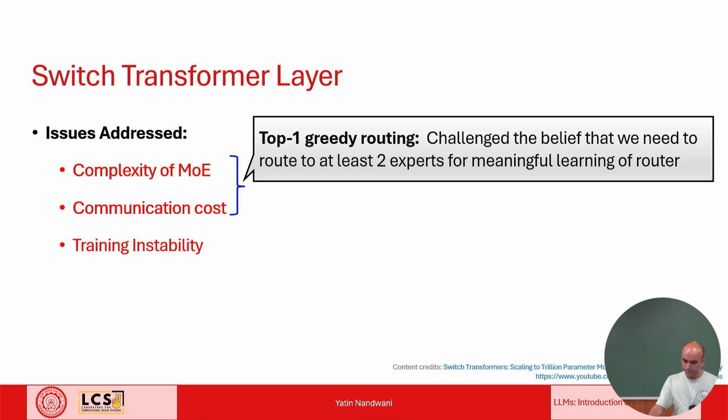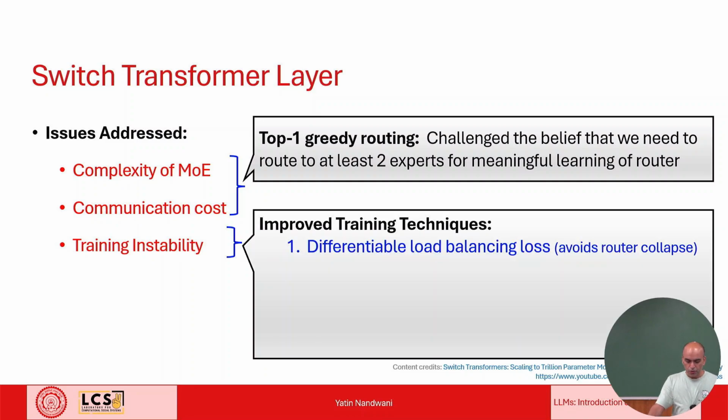So yeah, stop one, greedy routing, and I think they were the first one to challenge the belief that we need to route to at least two experts. Okay, so to address the training instability, they introduced multiple things, right?